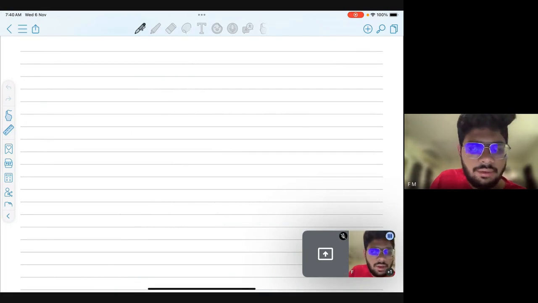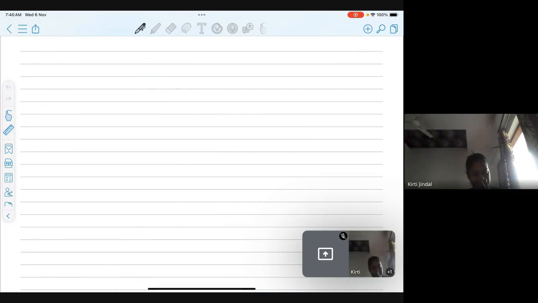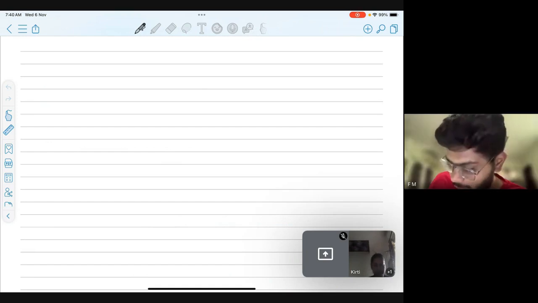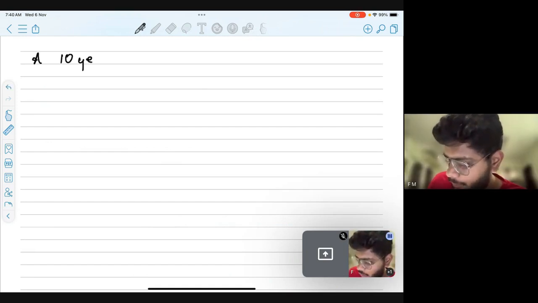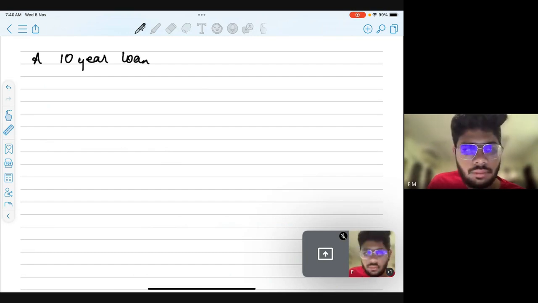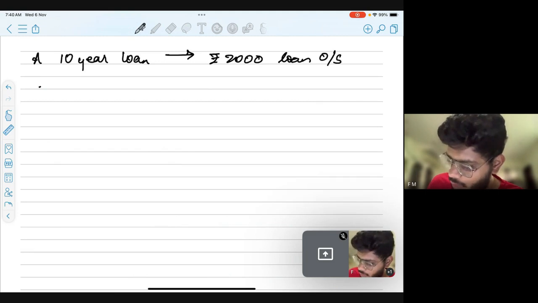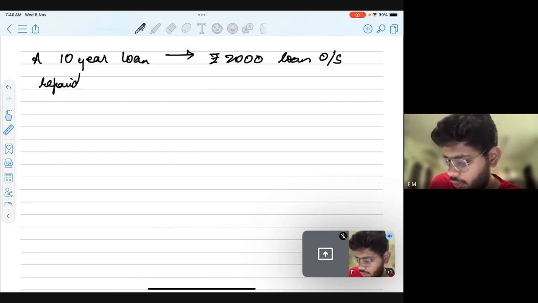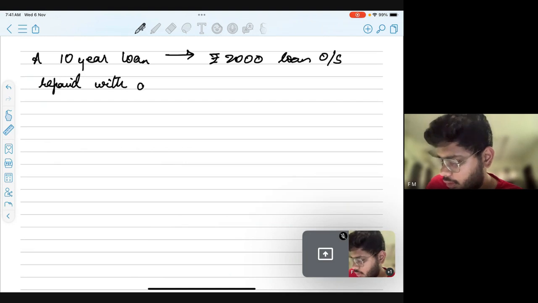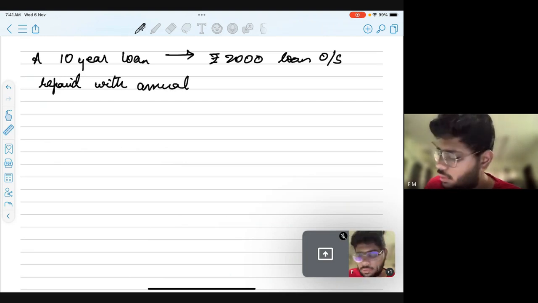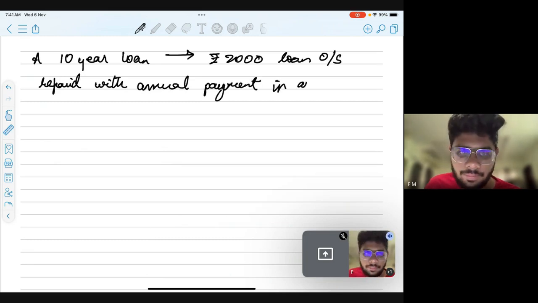We'll start with question 12. A 10-year loan, rupees 2000 loan outstanding, repaid with annual payments in arrears.